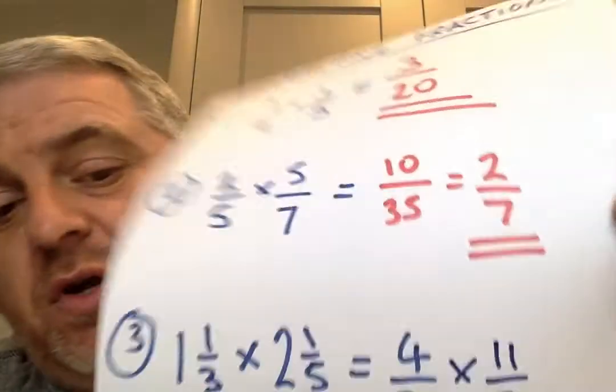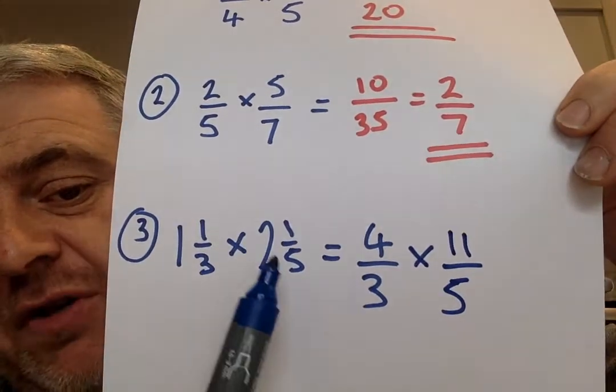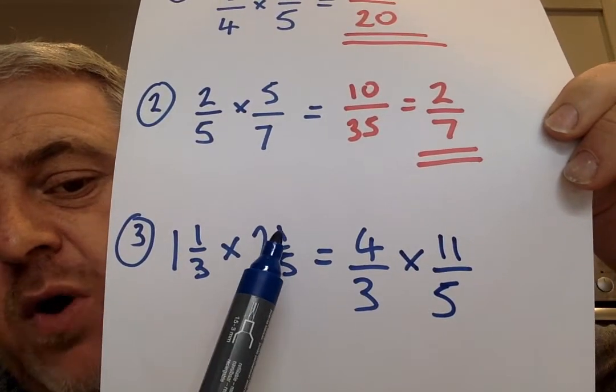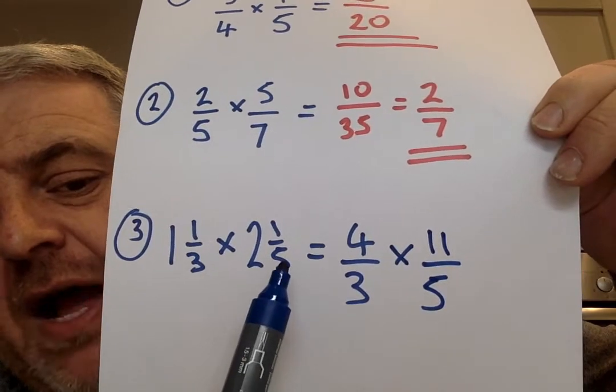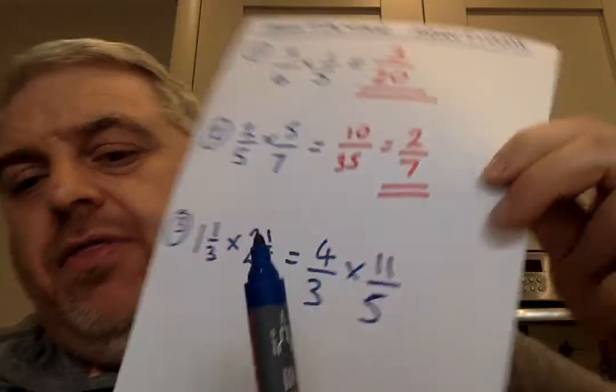Second number becomes 2 5s are 10, add 1 is 11 over 5. Just watch again for me. So 2 5s are 10, add 1 is 11, and the number 5, or the denominator, carries on through. We've then got a little bit of an awkward one, but we've got the same as before. So top times top divided by the bottom times the bottom. So 4 11s are 44. And 3 5s are 15.